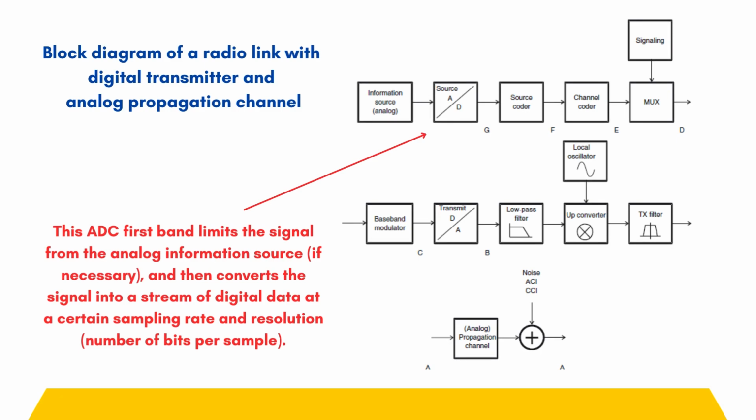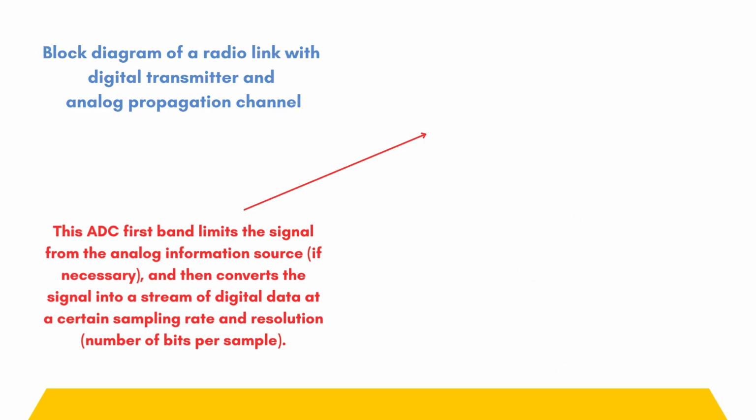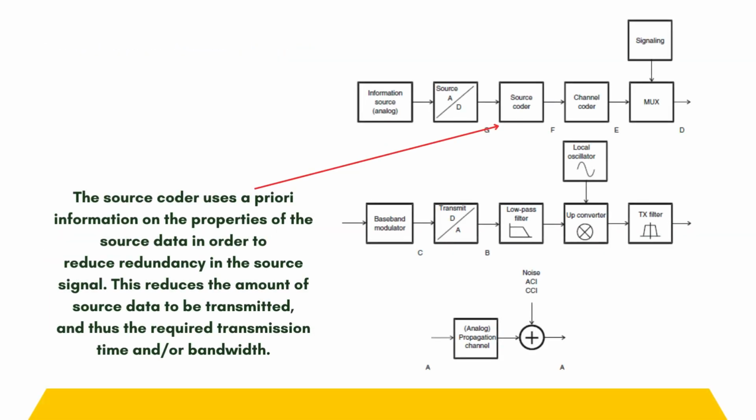Now let us see the block diagram of a radio link with digital transmitter and analog propagation channel. So here the very first block is the information source. Information source provides an analog source signal and feeds it into the source ADC, that is analog to digital converter. This analog to digital converter first band limits the signal from the analog information source and then converts the signal into a stream of digital data at a certain sampling rate and resolution.